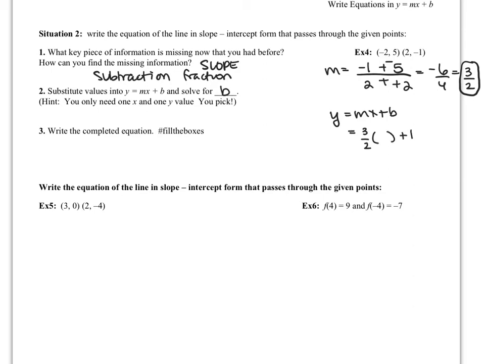And so I'm going to replace y and x with something. Now, it really doesn't matter which one you pick. If I look at my ordered pairs, I've got a negative and a positive, a negative and a positive. If they were all positive, I might go with that one. So the next thing I would look at is my slope.